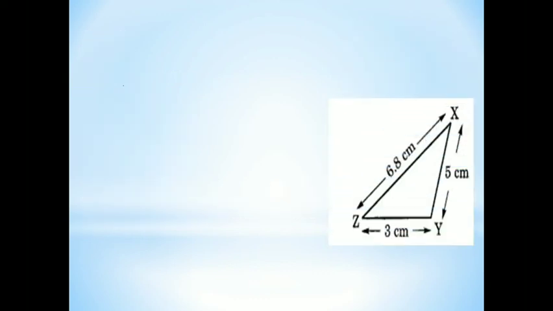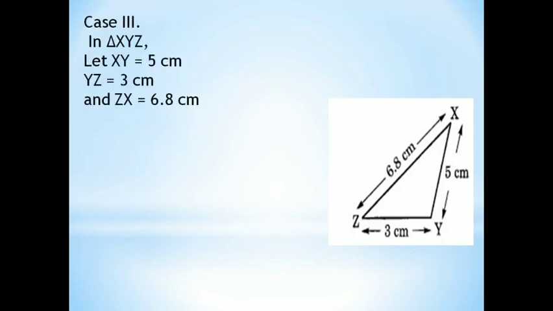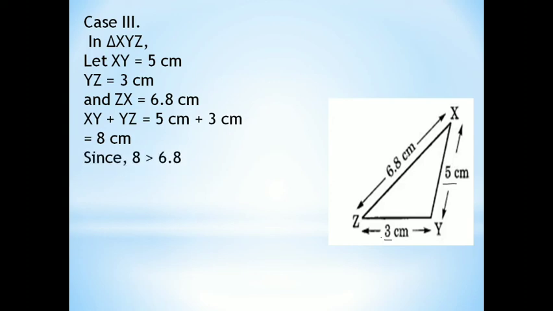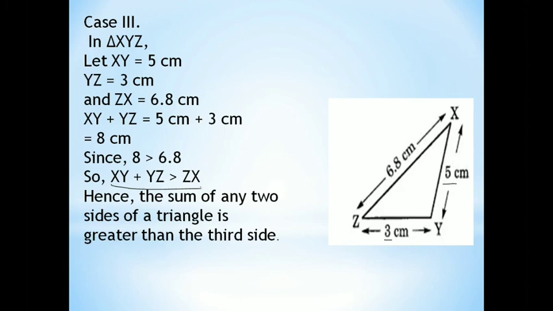Now this is the third triangle XYZ. XY is equal to 5 centimeter. Just look at the diagram. YZ is equal to 3 centimeter and ZX is equal to 6.8 centimeter. Now we will add the measurements of XY and YZ. This is XY 5 and YZ 3. So we get 8 centimeter. And 8 is greater than 6.8. So XY plus YZ is greater than ZX. So hence the sum of any two sides of a triangle is greater than the third side.